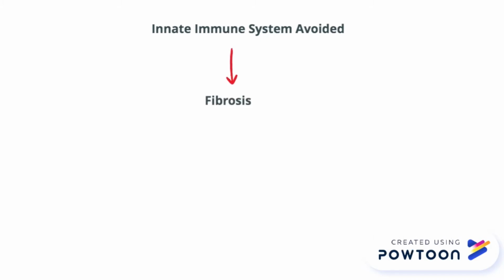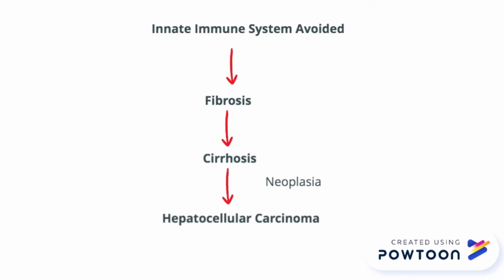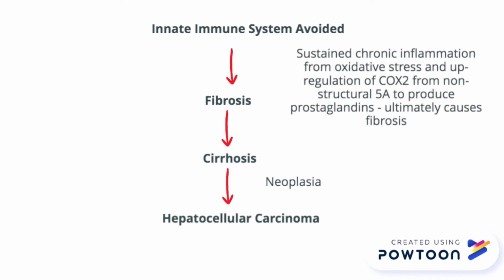With the innate immune system beat, the majority of cases develop to become chronic conditions, characterized by the onset of fibrosis, which may lead to cirrhosis and HCC. Onset of fibrosis is governed by sustained chronic inflammation, which is caused by prolonged oxidative stress and the upregulation of COX-2 by non-structural 5A, which sustains inflammation by production of prostaglandins.